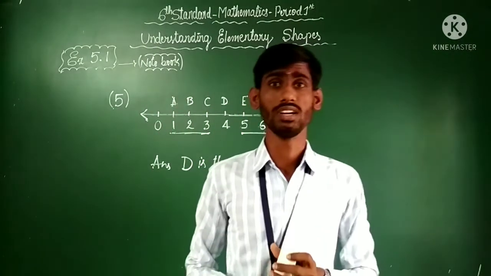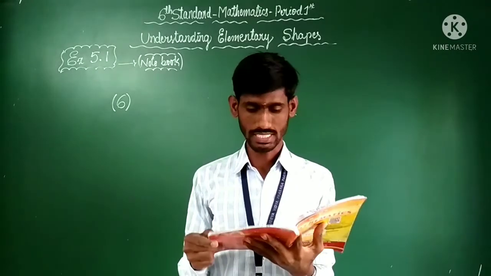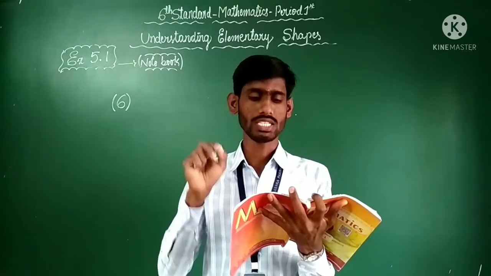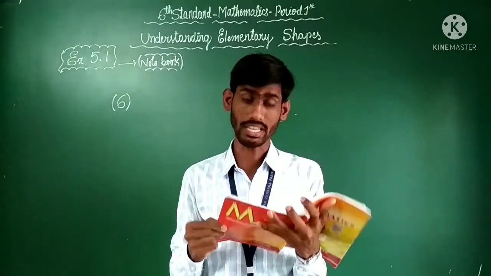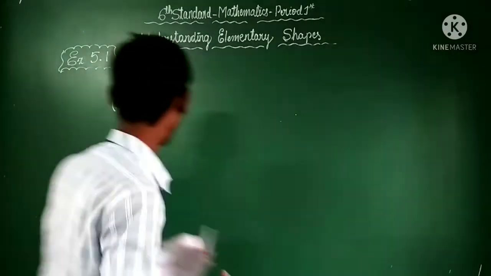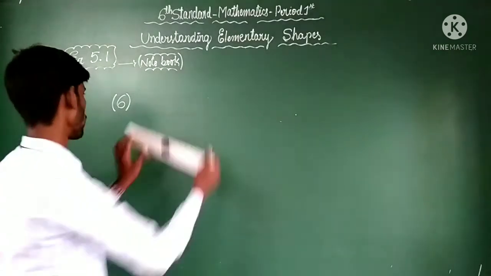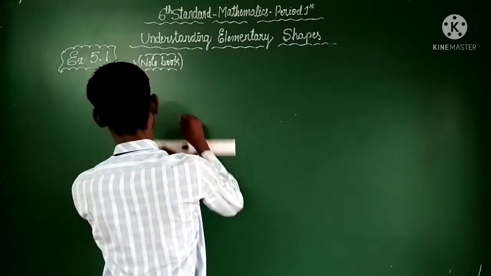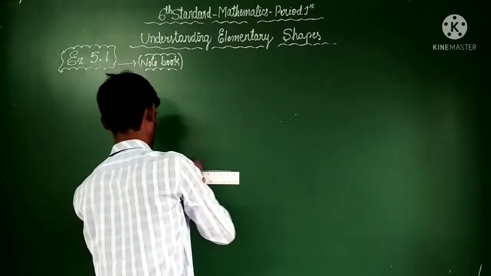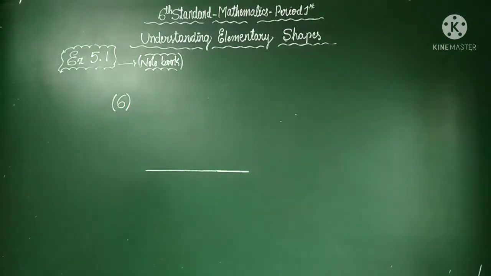Let us move on. Question number 6. If B is the midpoint of AC and C is the midpoint of BD, where A, B, C, D lie on a straight line, say AB is equal to CD. Dear children, draw a line segment.